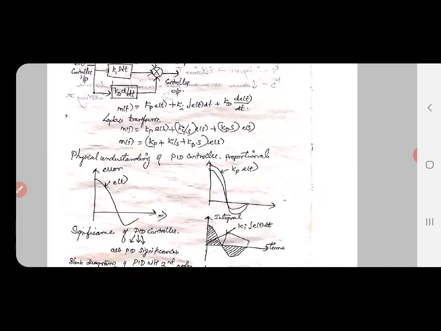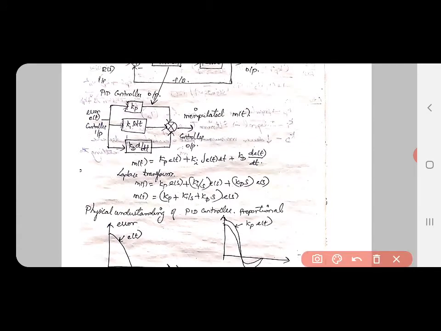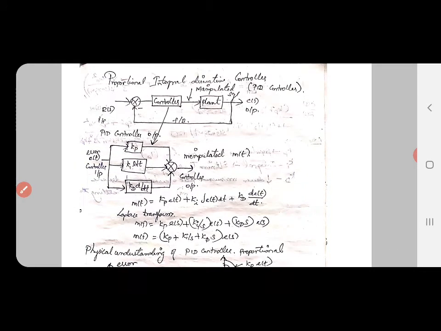Then we can see the combination of these, which is the PID controller. Here R(s) is the input, then the controller and then the plant. Then for proportional we take Kp, for integral Ki into integral of dt, and for derivative Kd into d by dt.